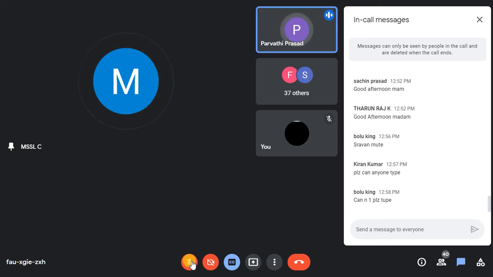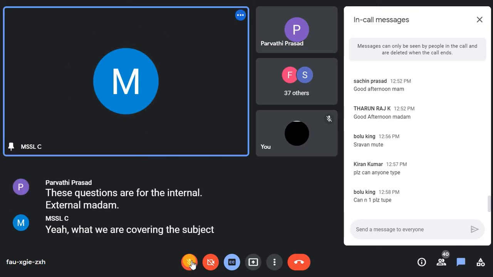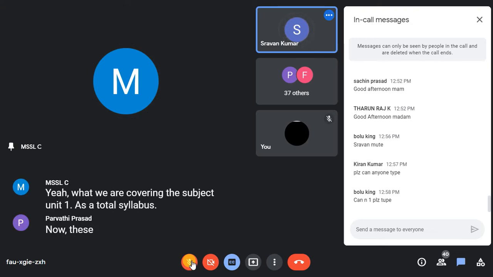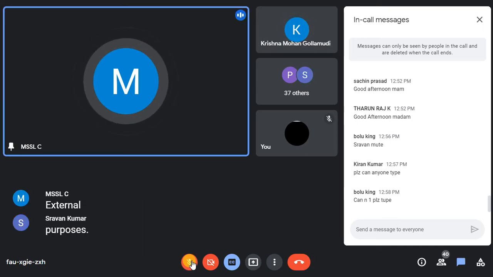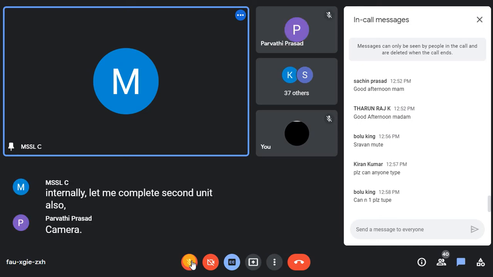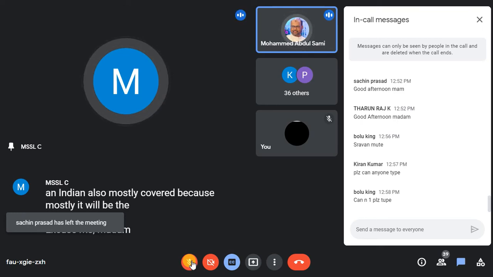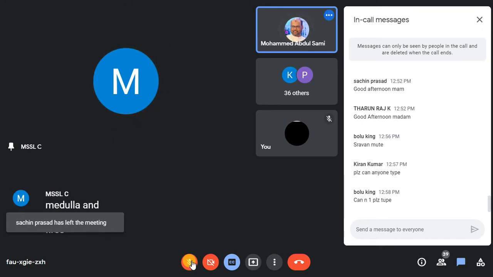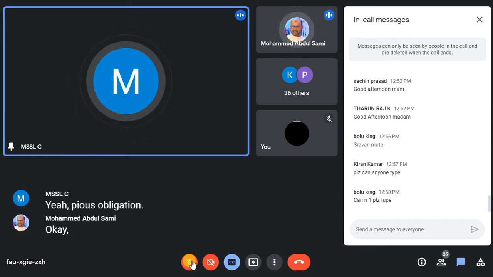Madam, these questions are for the internal, no, madam? Or external? We are covering the subject, unit 1, as a total revision. These questions are for external, only for revision purposes. For internal, let me complete the second unit also. Internal also mostly covered, because mostly it will be sources of Hindu law and doctrine of pious obligation, antecedent debts.